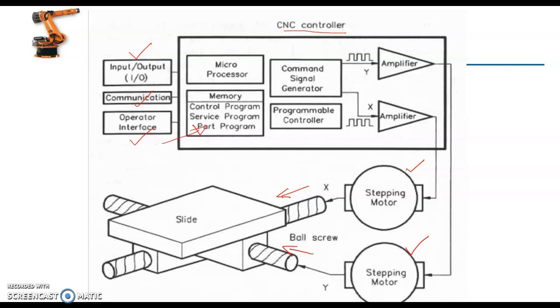The operator programmed program is known as the part program, and while it is processed in the microprocessor, the command signal generator generates the required signal, and that signal is amplified and given to the stepping motor. And as said earlier, there is no feedback device, so there is no way to verify whether the slide has moved the determined distance or not.